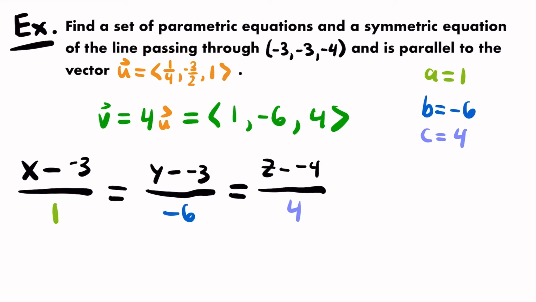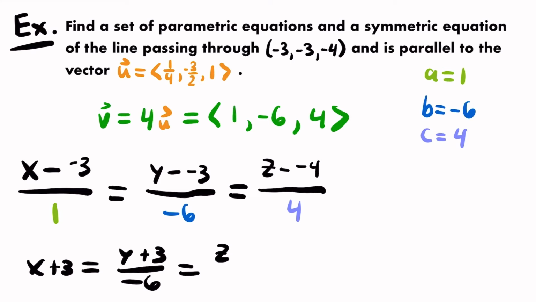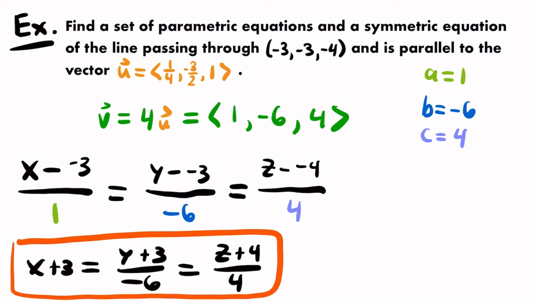And so now if we simplify, x minus -3 will be the same as x plus 3, y minus -3 will be the same as y plus 3, and z minus -4 will be the same as z plus 4. And so our symmetric equation will be x plus 3 is equal to y plus 3 divided by -6, which is equal to z plus 4 divided by 4. Okay, anything divided by 1 is just itself, so I didn't bother to write x plus 3 divided by 1, I just left it as x plus 3. And with that, this is a symmetric equation that would represent this line passing through this point that is parallel to this vector. But now let's find a set of parametric equations to represent this line.